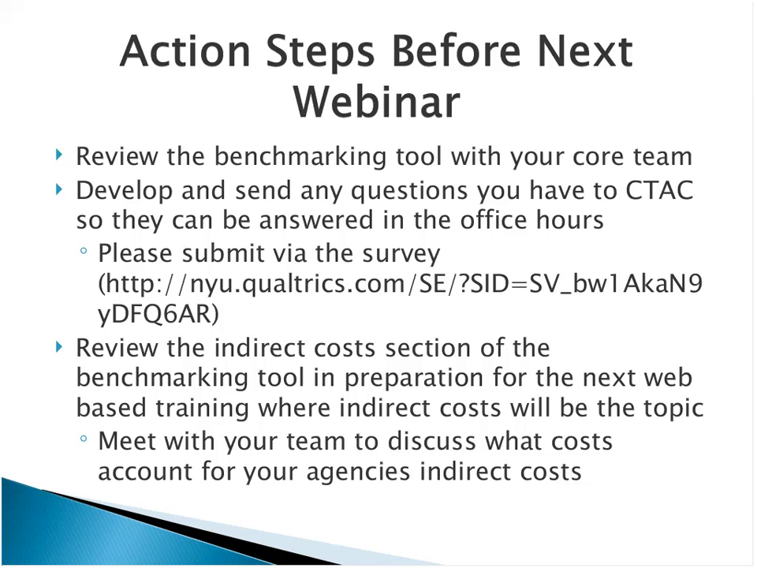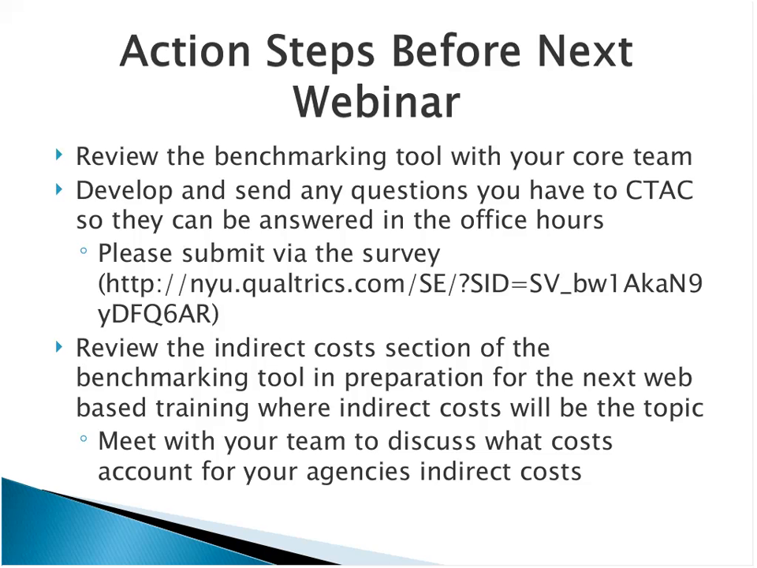The other piece that we want you to do before the next webinar in 2 weeks is to review the indirect cost section of the benchmarking tool, because our next web-based training will really focus on indirect costs. So you're going to want to think about what the costs are in your agencies that are indirect costs and start to get a sense of that, so that when we go through it on the webinar in 2 weeks, you'll have a thought in your head of what those costs associated with your agency are.